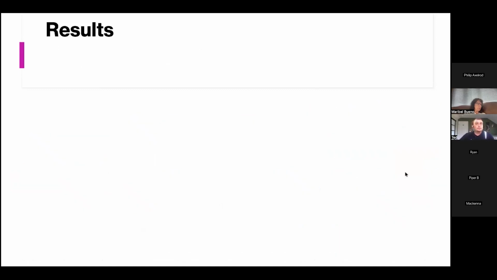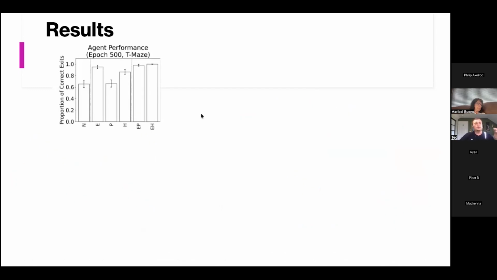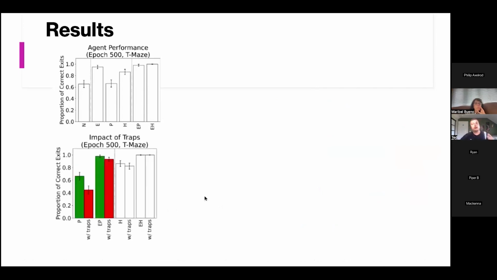So let's see some results. We've seen this kind of plot before. This is choosing the correct exit, the one on the right. And you can see all of the ducks are doing pretty well. It's even simpler than the biased T maze we were working with before. Ducks which have no entropy and no curiosity, they're figuring it out about 60% of the time. Not bad. And more importantly, if we look at this plot here, prediction error curiosity is impacted by traps. And even if we include entropy, it is impacted by traps. But hidden state curiosity, they don't care about these traps. It still works like that.